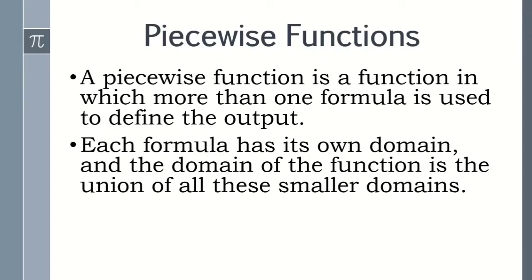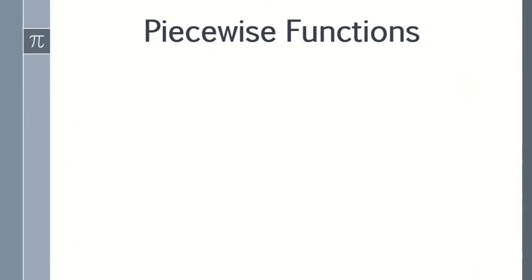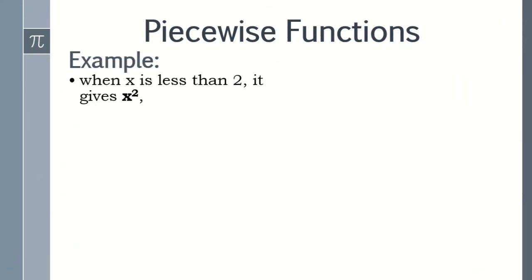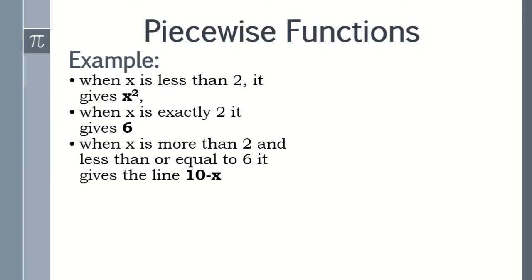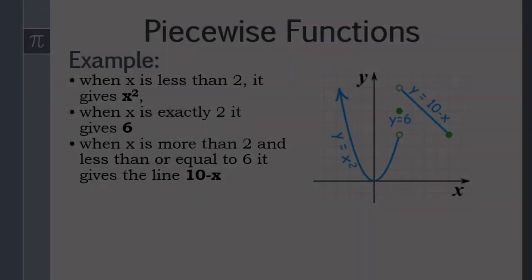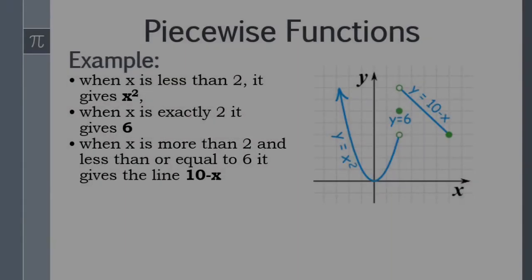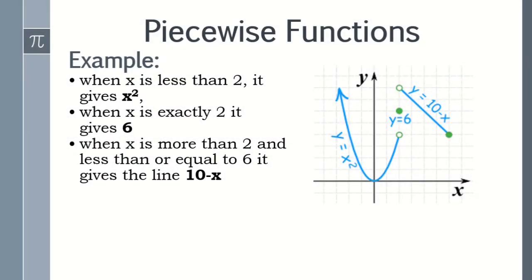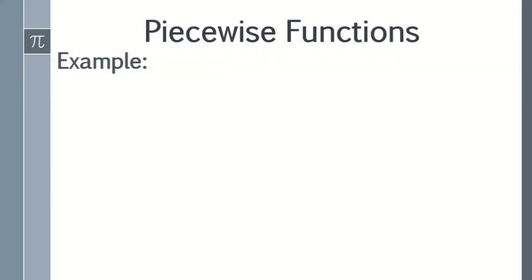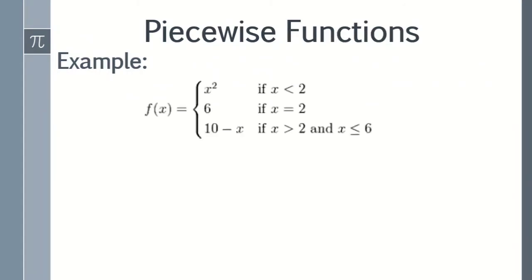So let's have these examples. When x is less than 2, it gives x squared. When x is exactly 2, it gives 6. When x is more than 2 and less than or equal to 6, it gives the line 10 minus x. And it looks like this. A solid dot means including, an open dot means not including. And this is how we write it.